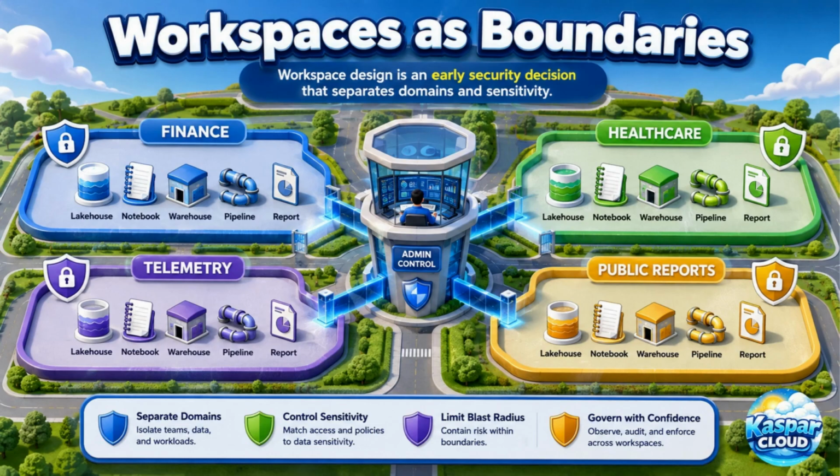For example, finance data, healthcare data, operational telemetry, and public reporting should not all live in the same workspace. Separating workspaces by domain and sensitivity helps administrators assign appropriate roles, apply network rules, manage capacity, and monitor access. Workspace design is one of the earliest and most important security decisions in Fabric.